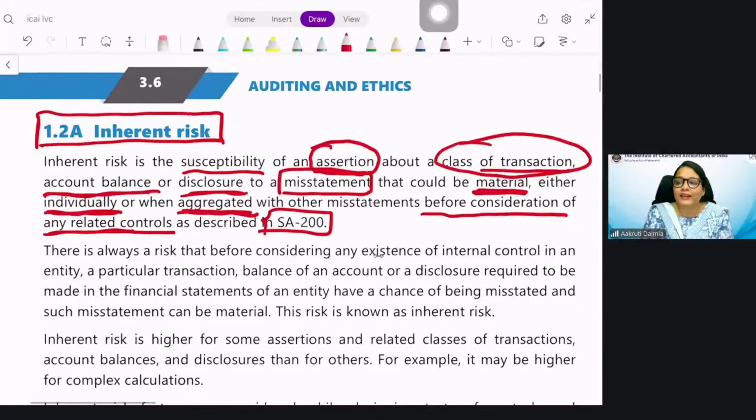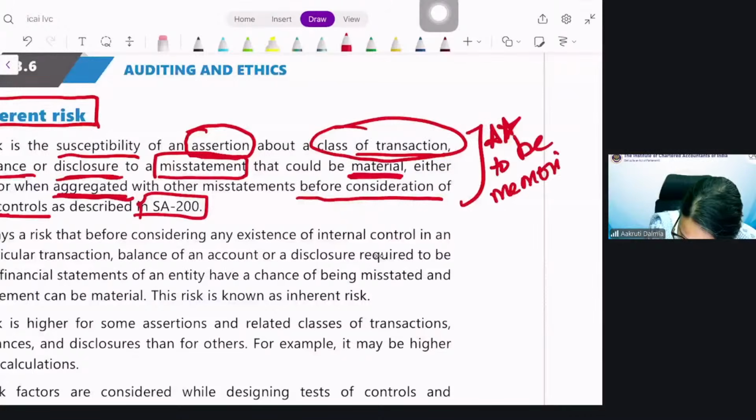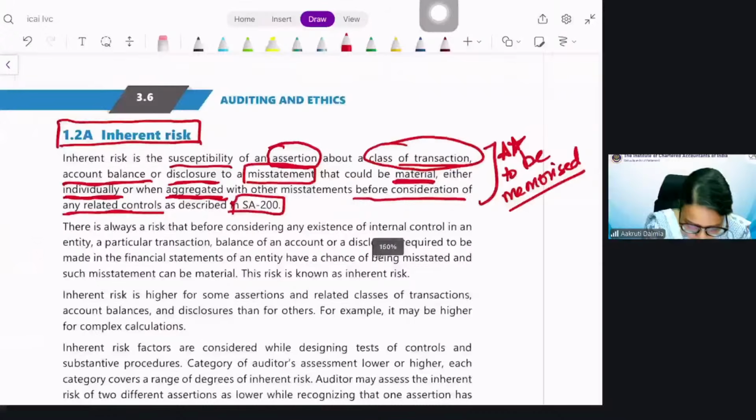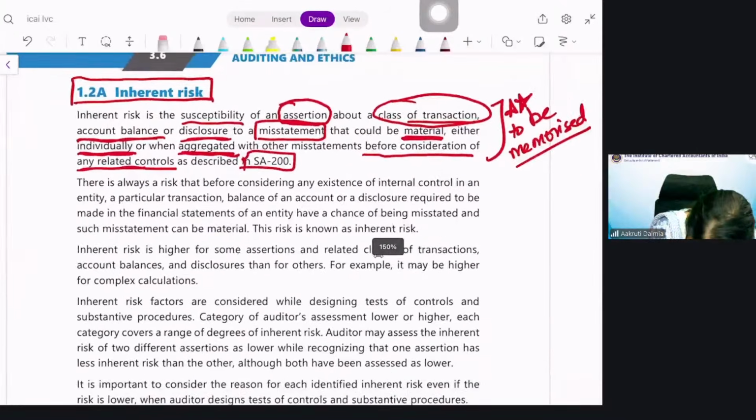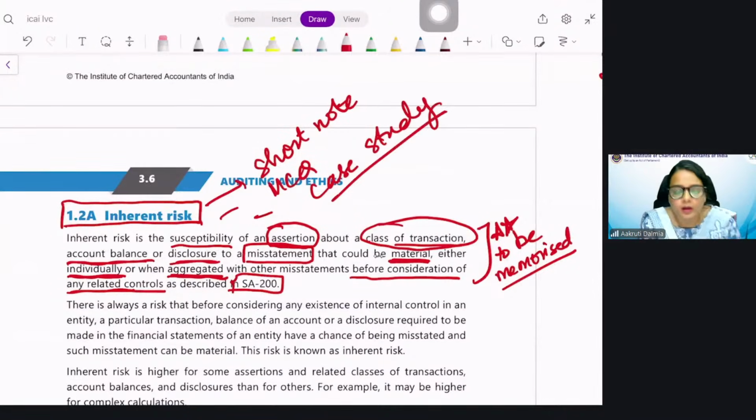All right. So inherent risk is clear. This definition needs to be learned, to be memorized. Now, inherent risk can come as a short note, as an MCQ, and as a case study. Many times in the past, it has come as a short note. So the highest chance is that you just have to write a short note on inherent risk for 3 marks, 4 marks, like that.